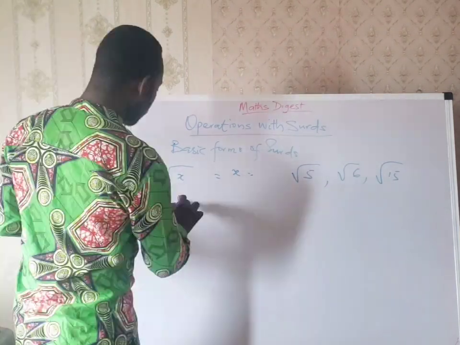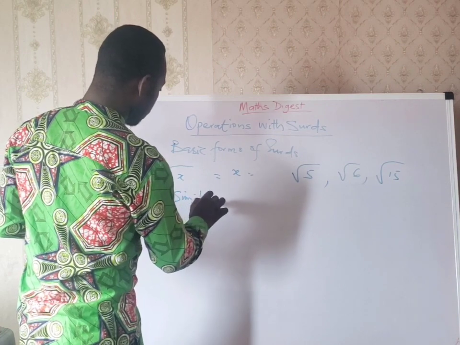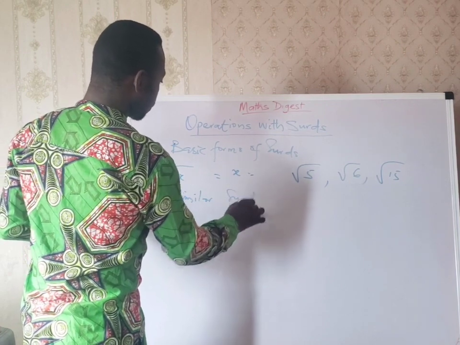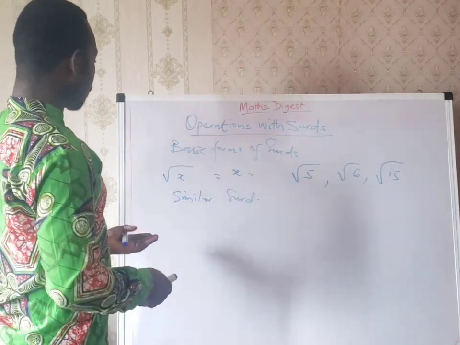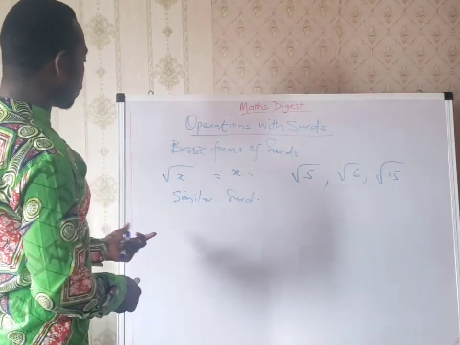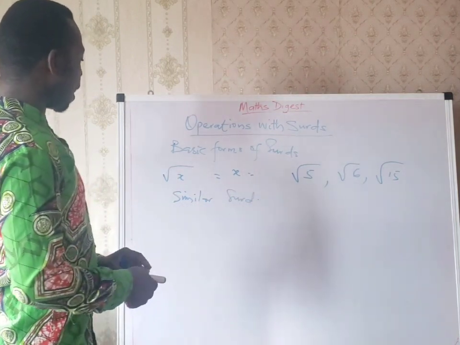Now you can talk about similar surds. Surds are said to be similar if the irrational numbers contained in the different entities are the same.